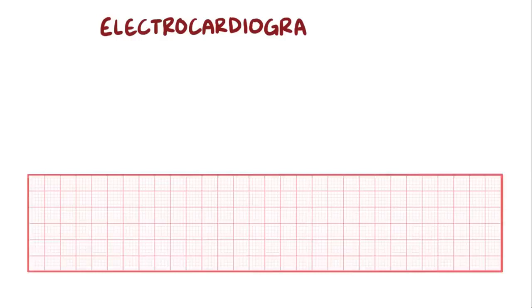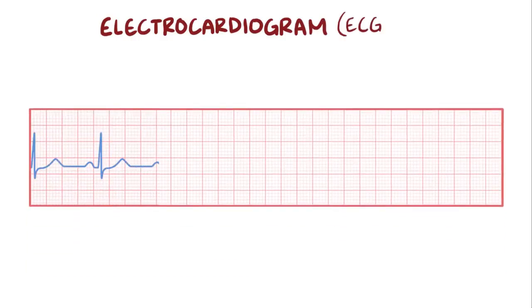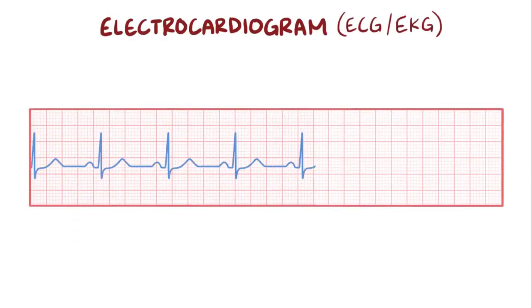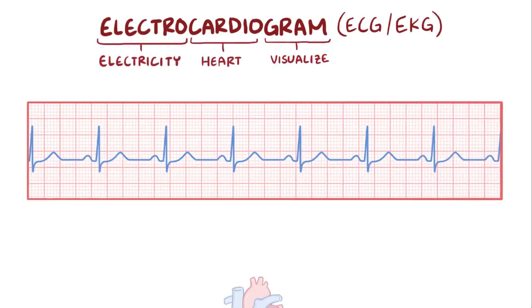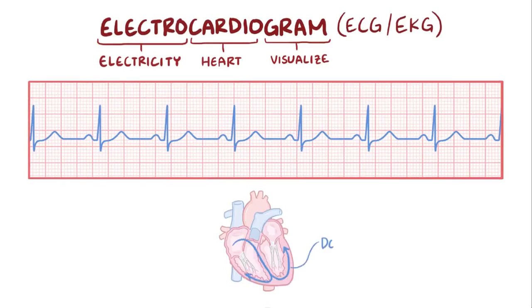An electrocardiogram, or ECG, or the Dutch or German version of the word, EKG, is a tool used to visualize the electricity that flows through the heart. An ECG tracing specifically shows how the depolarization wave moves during each heartbeat, which is a wave of positive charge.